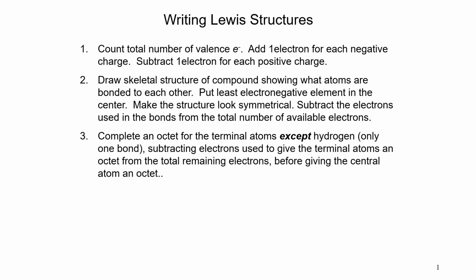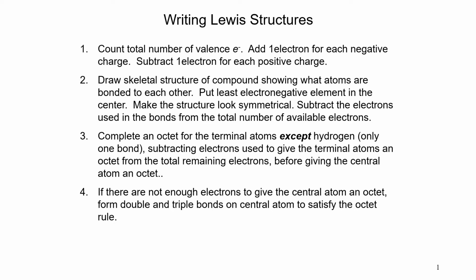We will subtract the electrons used to give the terminal atoms an octet from the electrons that were remaining after step 2, and we'll do that before giving the central atom an octet. So if the remaining electrons can satisfy the octet rule for the central atom, we're good. But if there are not enough electrons to give the central atom an octet, we will form double or triple bonds on that central atom to satisfy that octet rule.